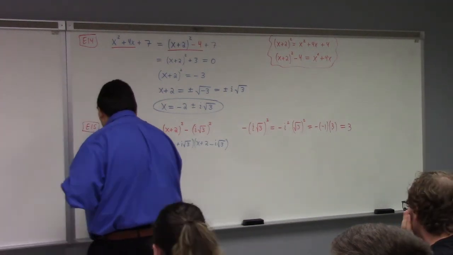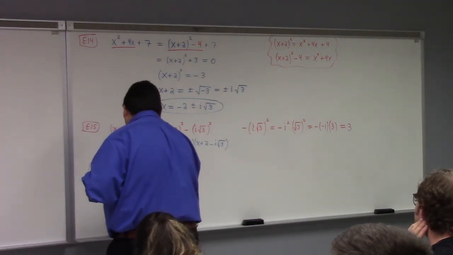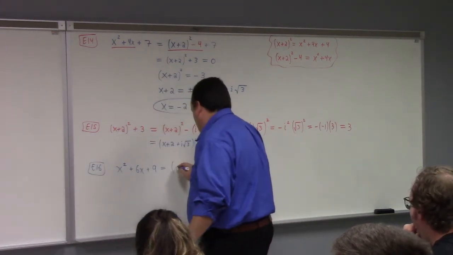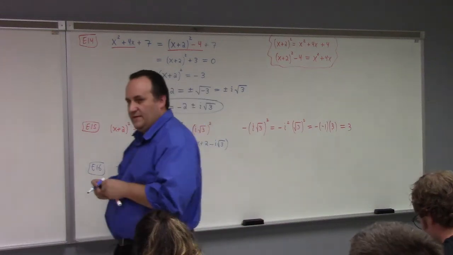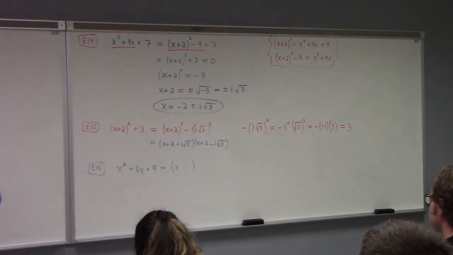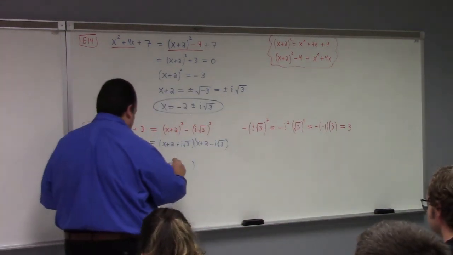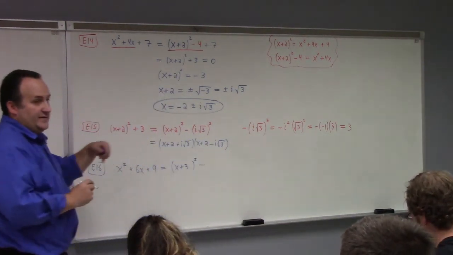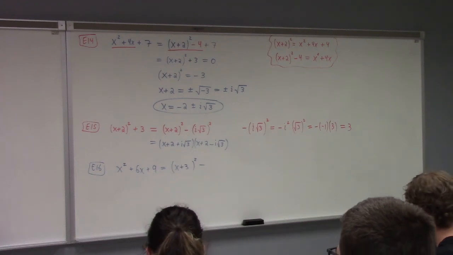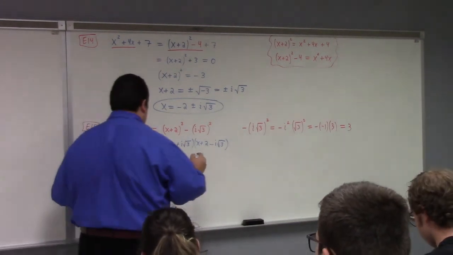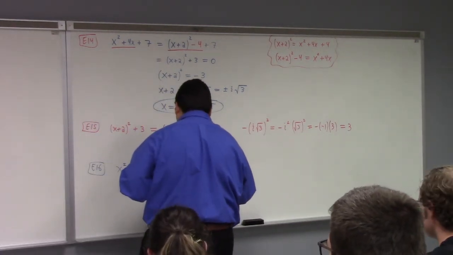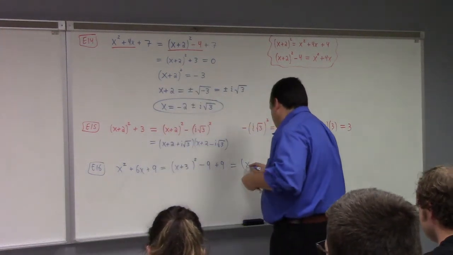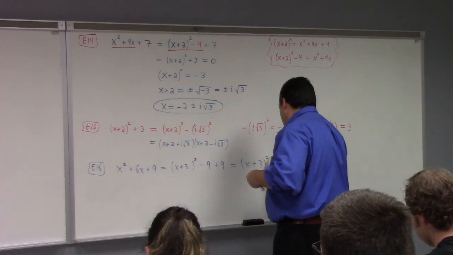How about this? What happens if we complete the square on x squared plus 6x plus 9? So we take x plus what? What's half of 6? 3. So we do x plus 3 squared, right? And then I have to do what? I have to subtract the square of 3, which is 9. But I already had from before plus 9. Well, that's embarrassing. So this is just x plus 3 squared.